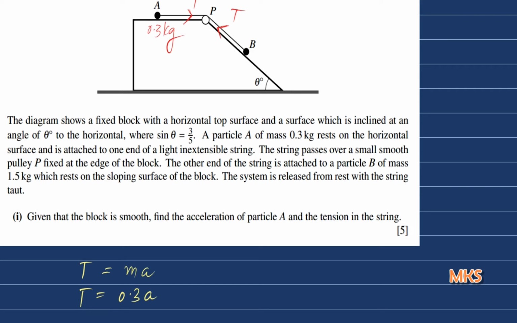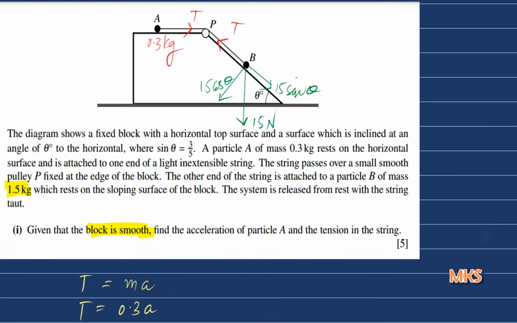Now let's talk about B. Mass of B is 1.5 kg, so the weight is 15 Newton. The component perpendicular is 15 cos theta, and this will be 15 sin theta. Since the block is smooth, it's already given. And since they are attached by a taut string, both particles will have the same acceleration and the same tension in the string.